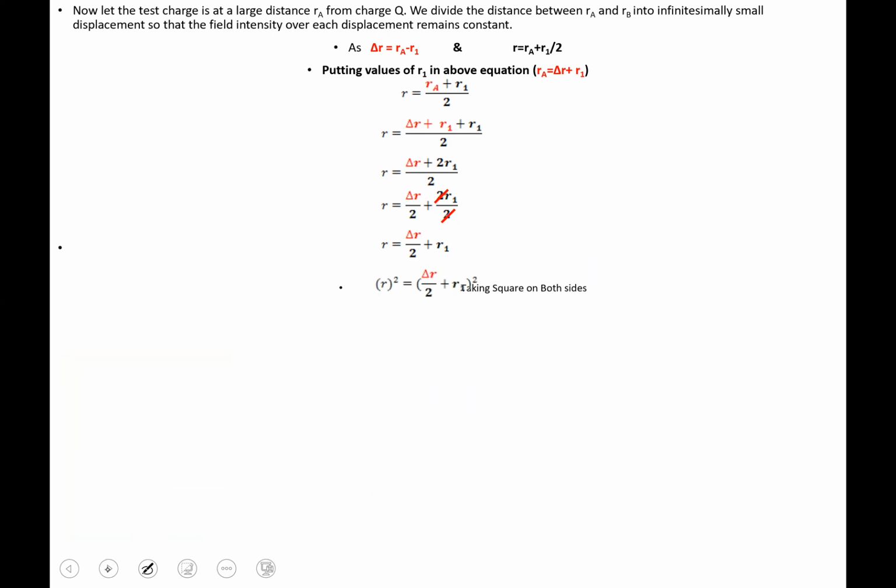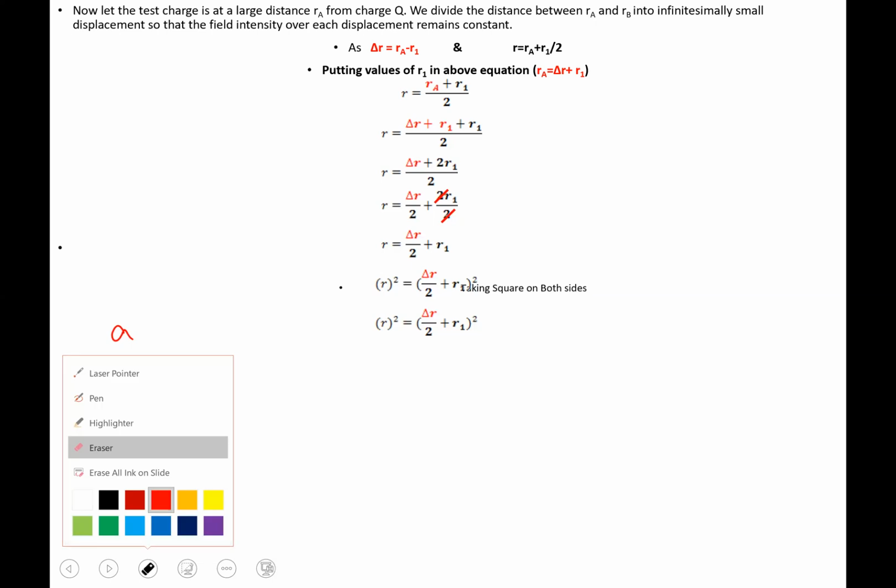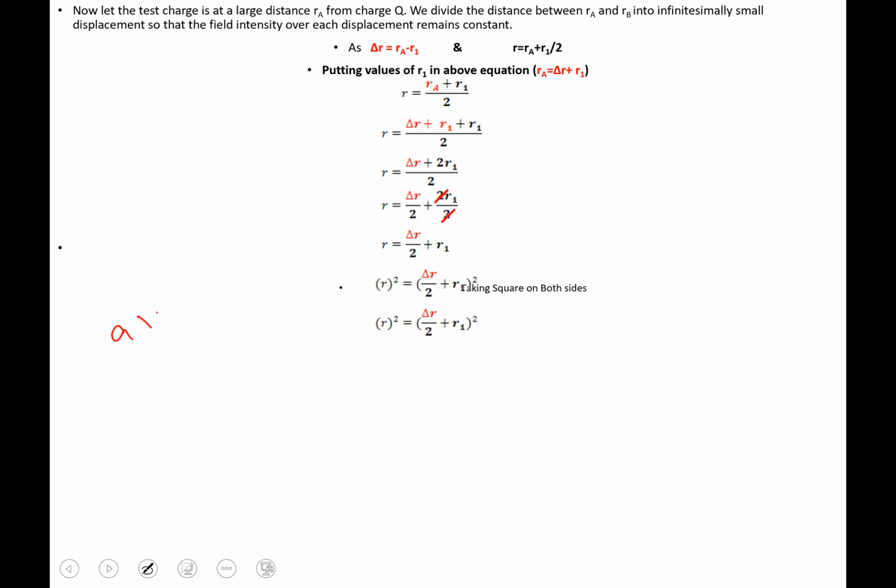So taking the square on both sides, let me write it down clearly. R square is equal to delta R divided by 2 plus R1, whole square. We are applying the formula of A plus B whole square, which can be represented as A square plus 2AB plus B square.